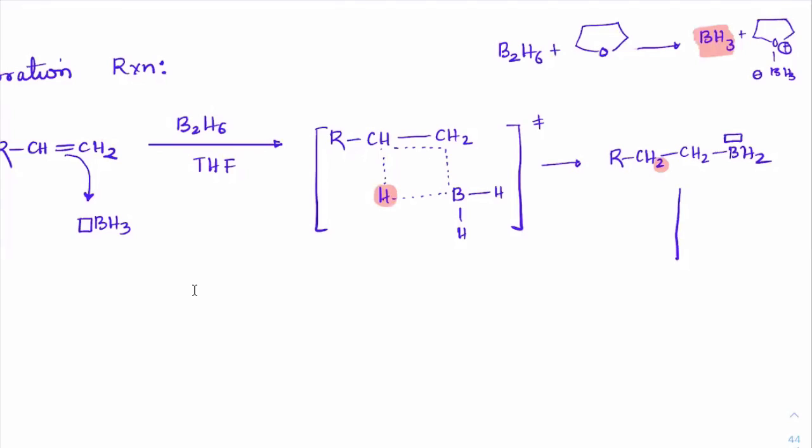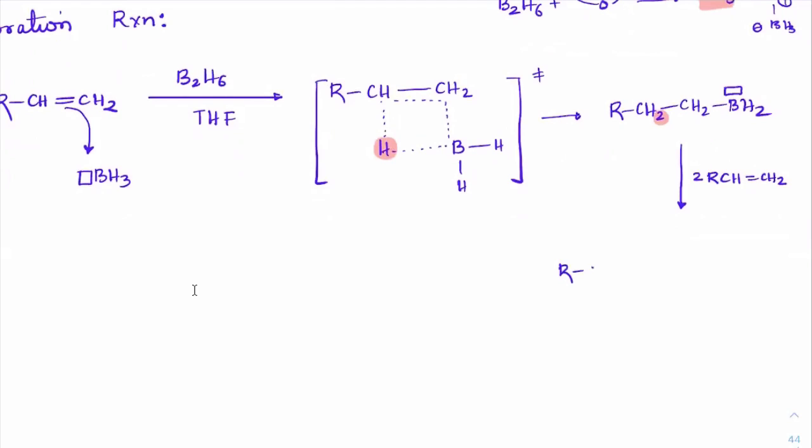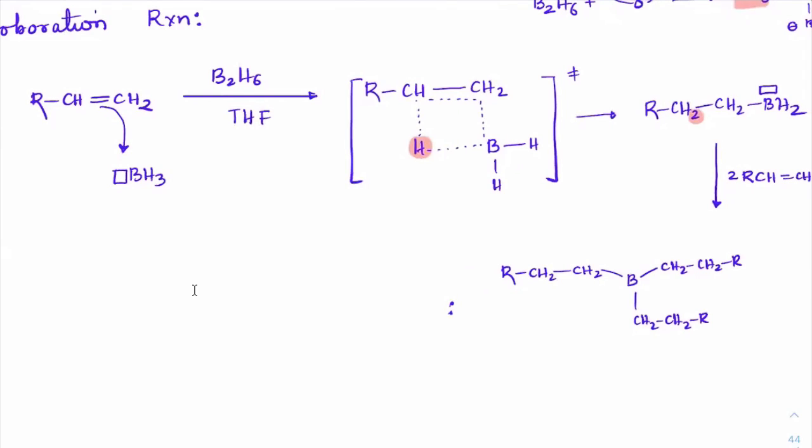So 2 more moles of that alkene will react with it. So 2 more alkenes, RCH double bond CH2, they will react to give RCH2 CH2 with boron. Similarly, I have CH2 CH2 and R, CH2 CH2 and R. So these are called trialkyl boron, trialkyl borane or boron.